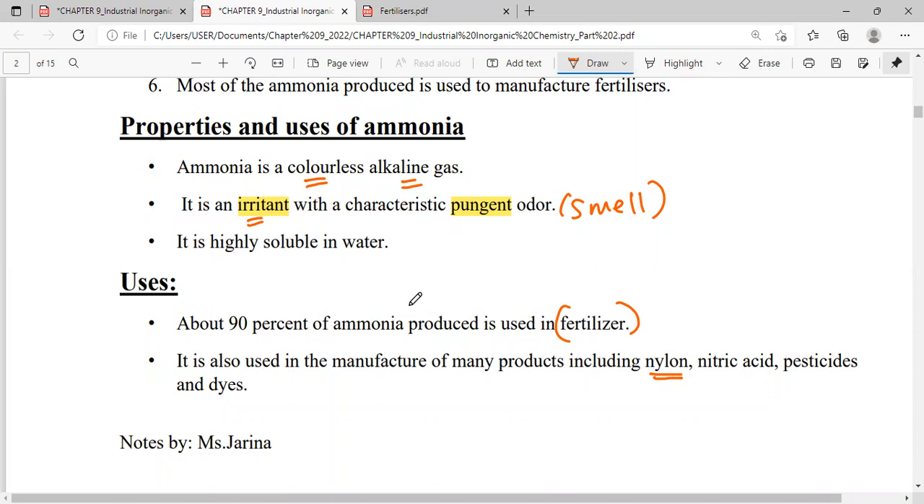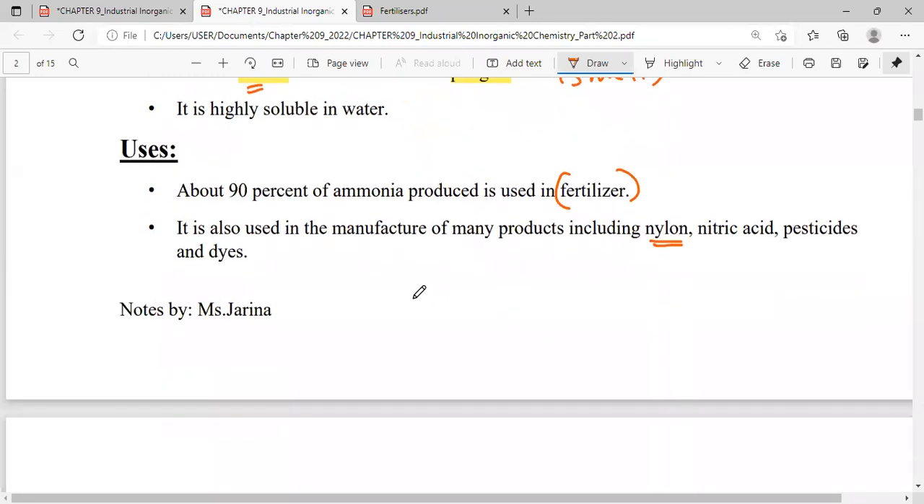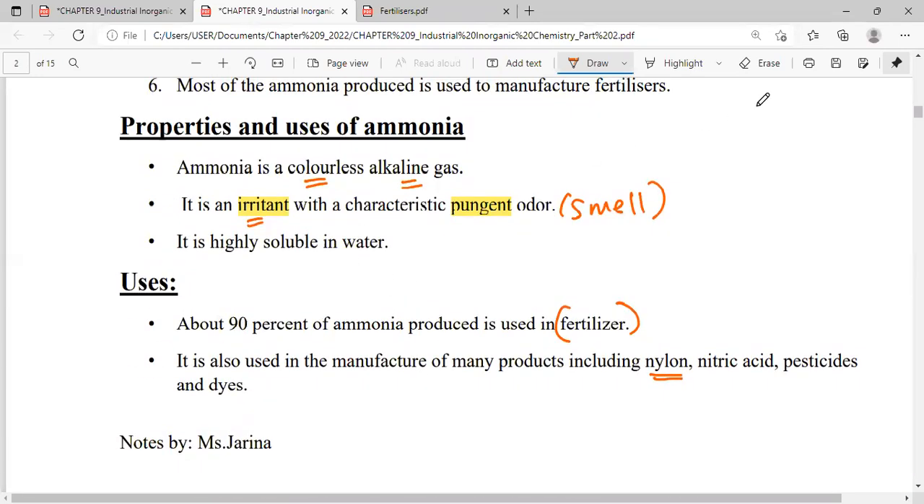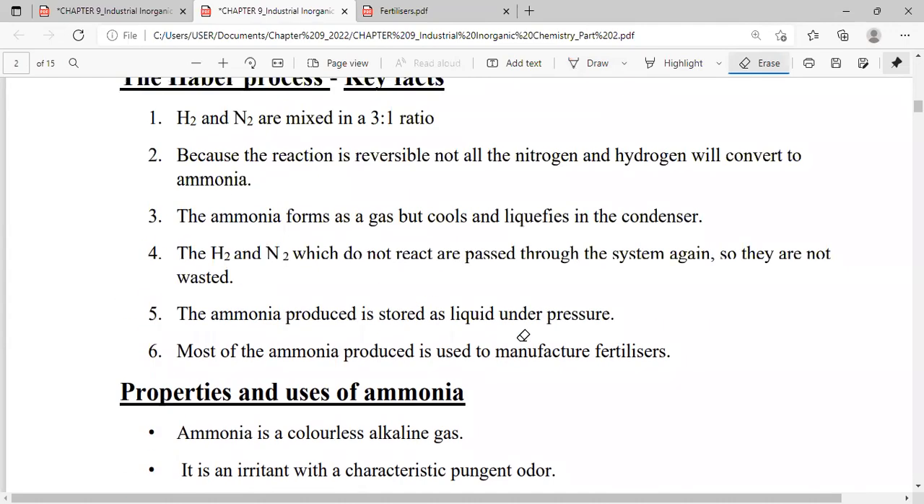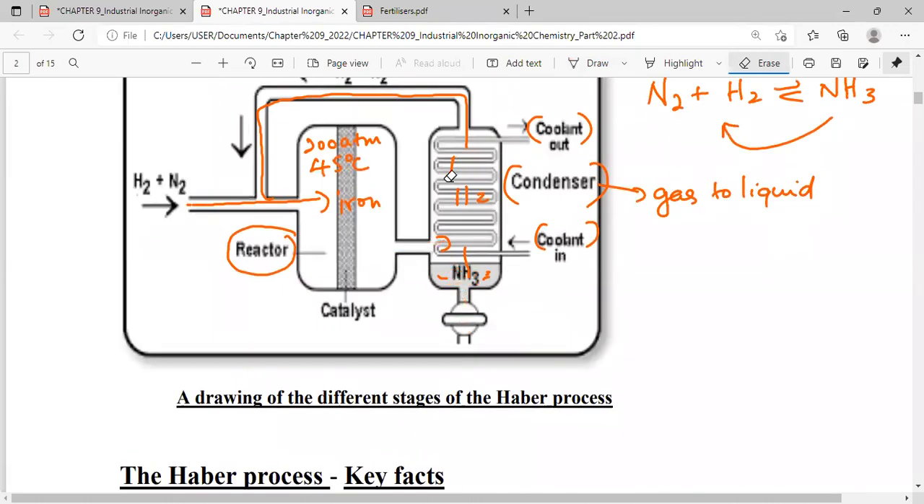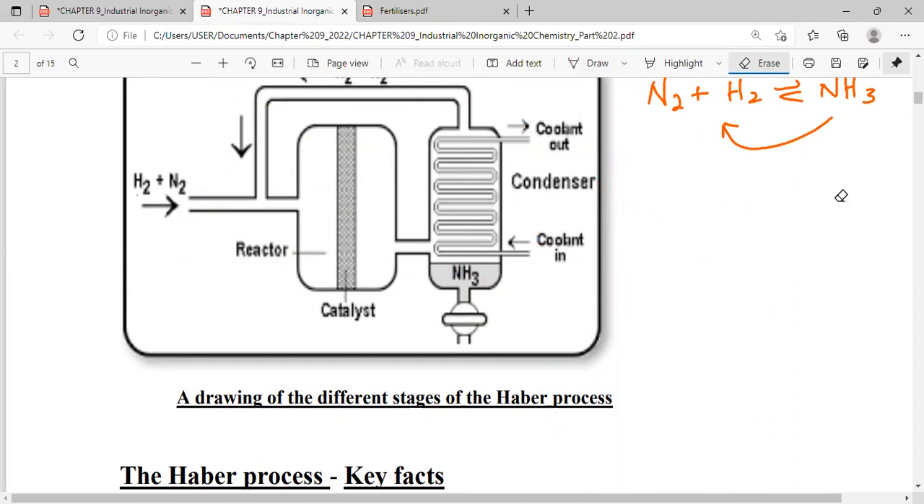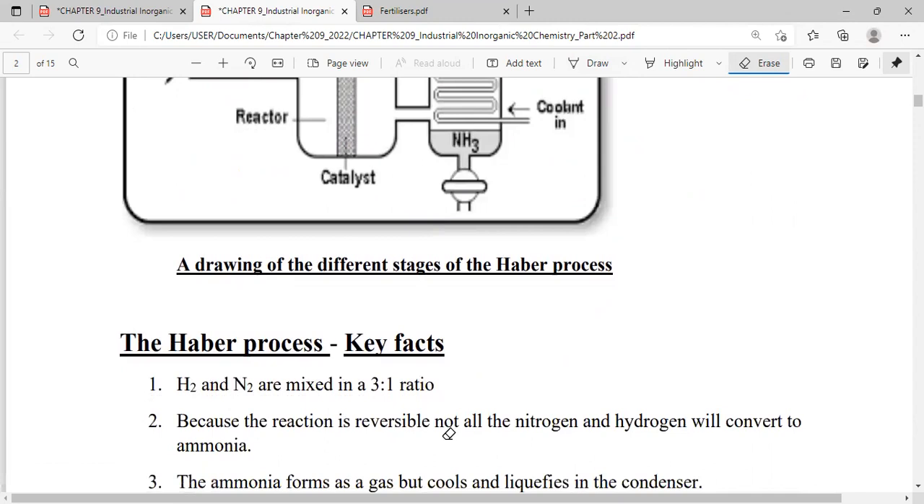Okay, so that's about the Haber process. Any question on the Haber process before we move on to the fertilizer part? Any questions, student? Okay. Oh, no question. All right, good.